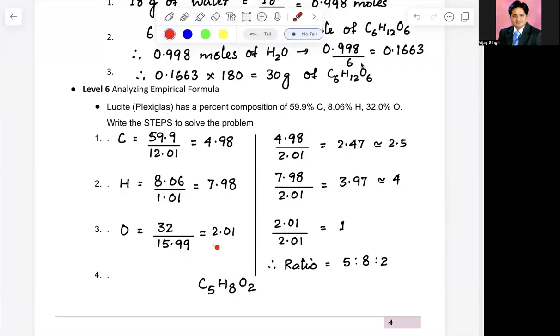Now, once you have these ratios, you divide them by the smallest number. And the smallest here is 2.01. So you divide each one of them by 2.01. Here you get 2.47, which could be rounded to 2.5. Then here you get 3.97, which could be rounded to 4. And here this could be rounded to 1. So the ratio is 2.5 to 4 to 1. You cannot have a decimal, so you multiply everything by 2. This becomes 5, this becomes 8, and this becomes 2. So your empirical formula would be C5H8O2.